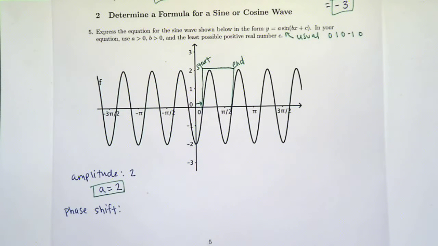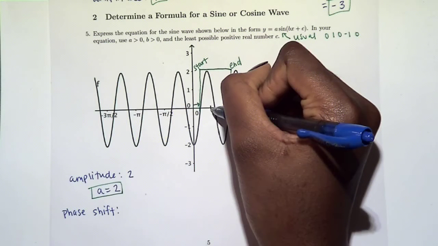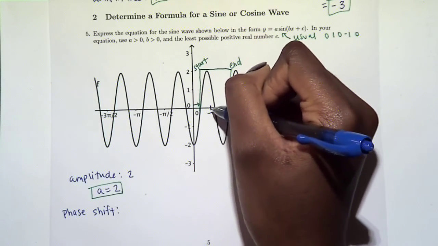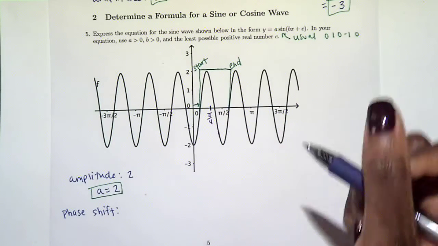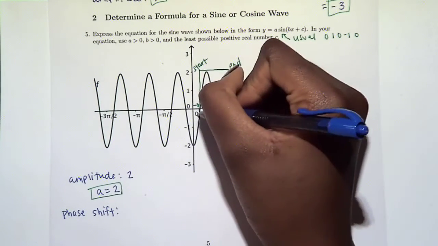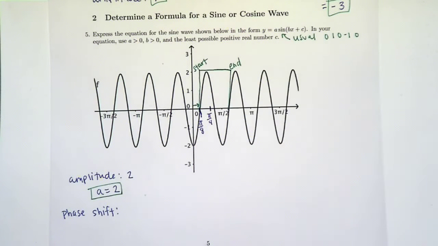Okay, so let's look at the scale on our x-axis. So if this is pi over 2, half of that would be pi over 4. And then half of that, which is where we are, is pi over 8. So it looks like it's been shifted pi over 8 units to the right.